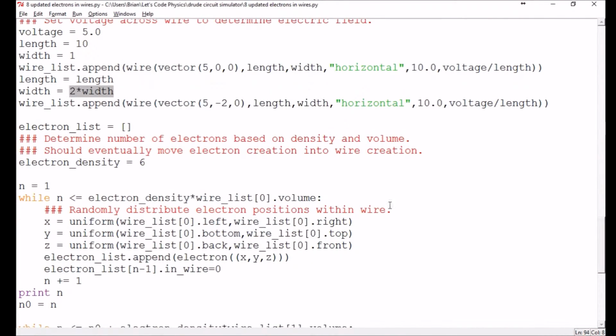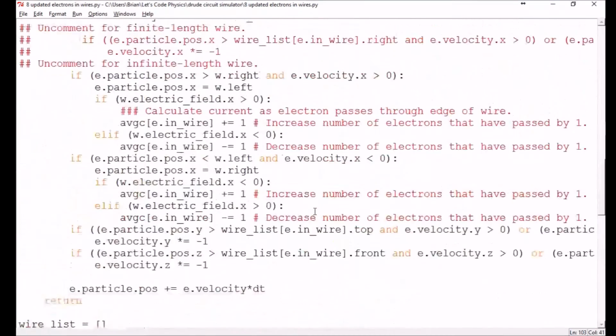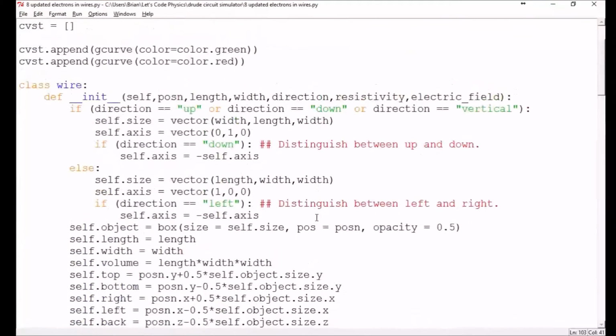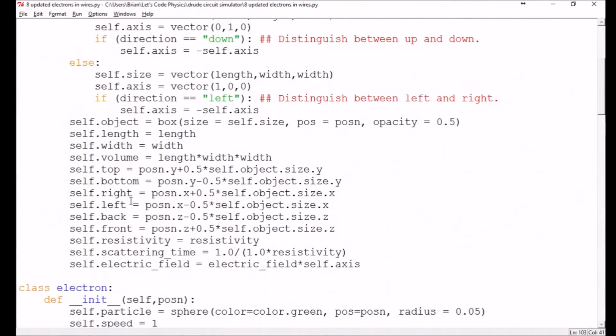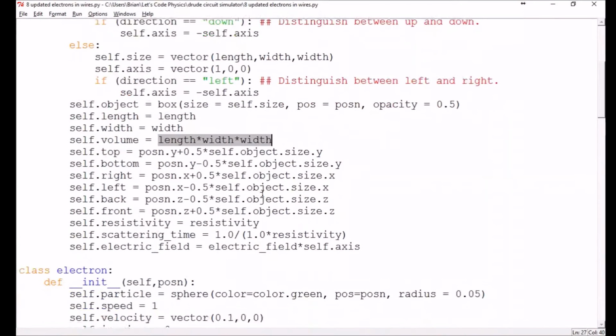down here I've also added in a volume calculation. Let me go up for that one. When we calculate the volume, where are you, volume? There we go. We're taking the length times the width squared, right? So this is a rectangular prism with a square cross section. So we've got width times the same width times the length along the electric field. So we've got that volume.